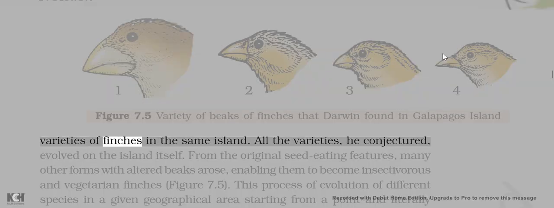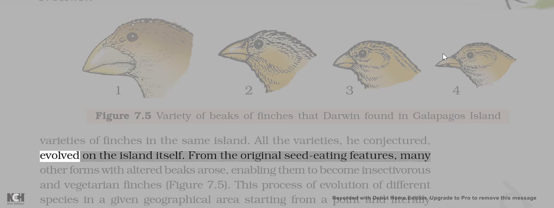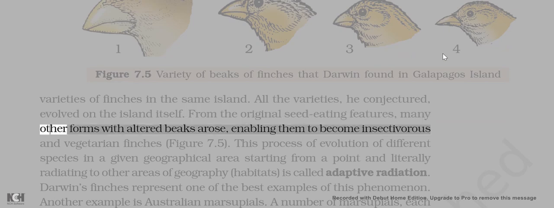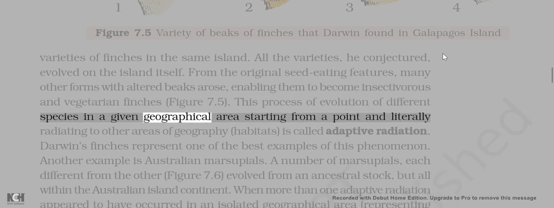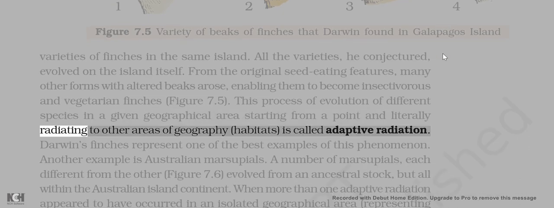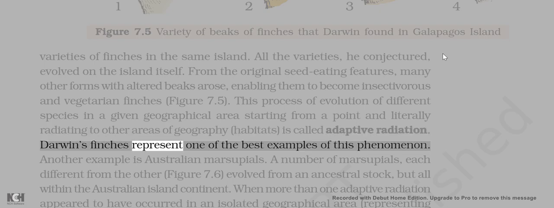All the varieties, he conjectured, evolved on the island itself. From the original seed-eating features, many other forms with altered beaks arose, enabling them to become insectivorous and vegetarian finches, figure 7.5. This process of evolution of different species in a given geographical area starting from a point and literally radiating to other areas of geography, habitats, is called adaptive radiation. Darwin's finches represent one of the best examples of this phenomenon.